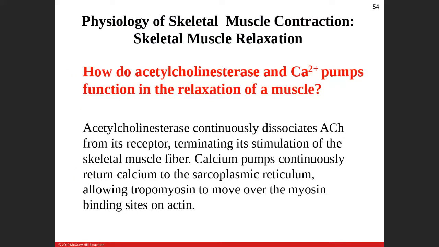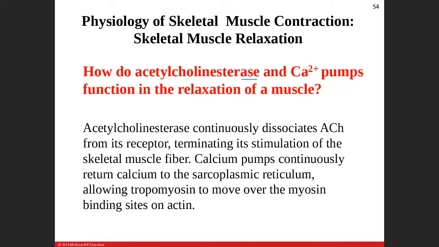All right. So this question asks, how do acetylcholine esterase, so you see the last 3 letters, esterase, that's an enzyme, and calcium pumps function in the relaxation of a muscle? Well, we know that acetylcholine esterase breaks acetylcholine down. So it stops acetylcholine from performing its function in the synaptic cleft.